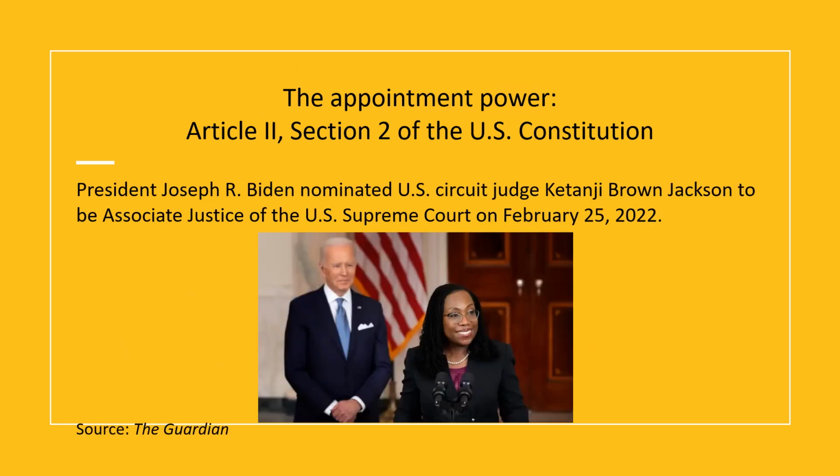Here's an example of Judge Ketanji Brown Jackson being nominated by President Biden to be Associate Justice of the U.S. Supreme Court on February 25th, 2022. Justice Jackson was a circuit judge, and that's a lifetime term, and President Biden nominated her to become an associate justice. That nomination was successful, which means that a majority of senators confirmed her to join the U.S. Supreme Court. And so, as a consequence, the U.S. Supreme Court now includes Associate Justice Ketanji Brown Jackson.